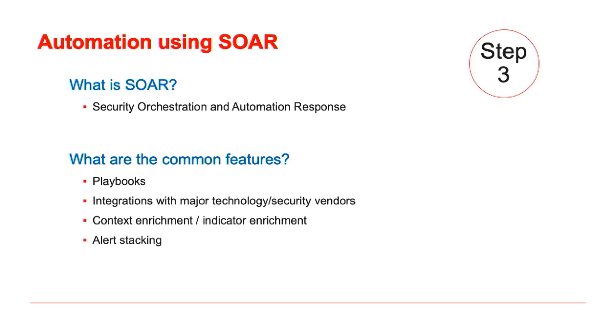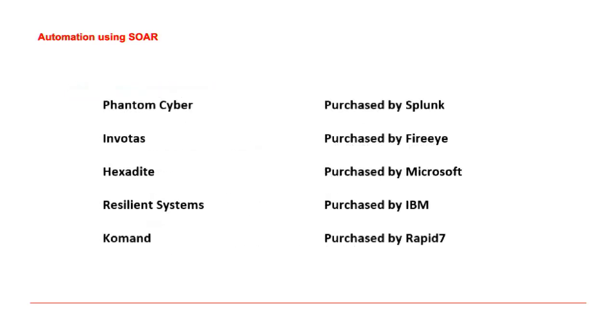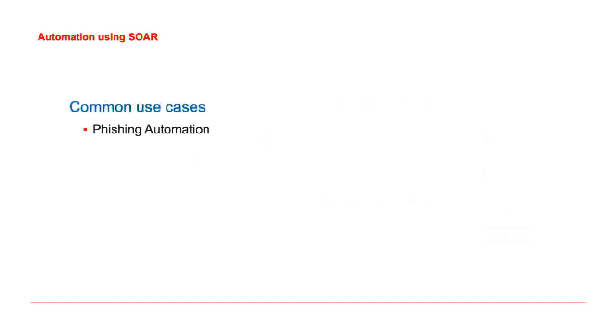So here are the players, and when I started looking at this, I really thought there were just a couple, but there are really a lot of players in this market. And one other thing that I've noticed, I'm sure more of these are going to get swallowed up because this has already happened. Phantom Cyber was purchased by Splunk, FireEye by Invotas, Microsoft purchased Hexadite, IBM Resilient Systems, and Rapid7 Komand. So I'm sure we're going to see more of this as some of the SIEM vendors try to get into orchestration and automation.